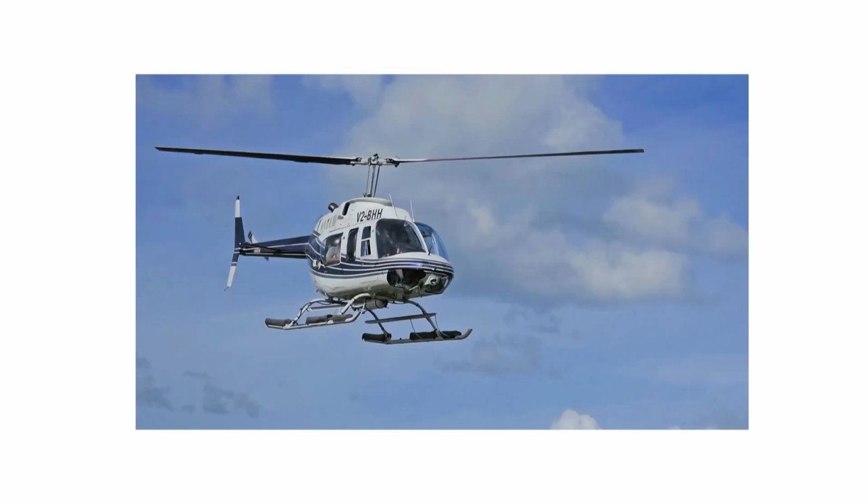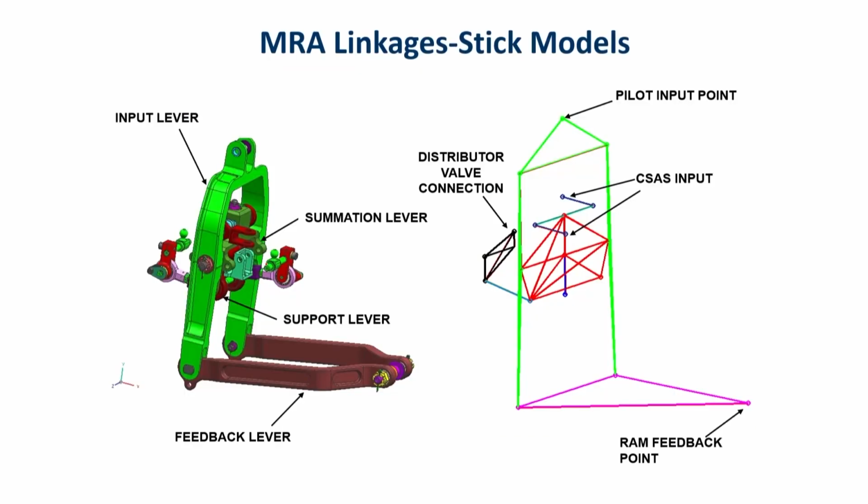In a helicopter, you generally see you have one main rotor and you have a tail rotor. So, this is a main rotor, and this is a tail rotor. Okay. So, each one of them will generally be operated by electrohydraulic actuators. So, in this case it is a main rotor assembly linkages. So, you will be having all these things like the input lever.